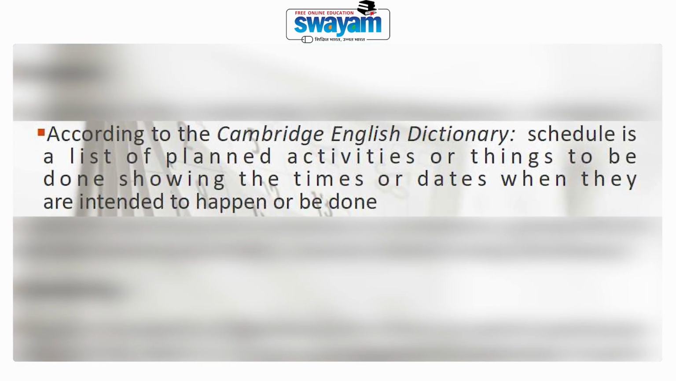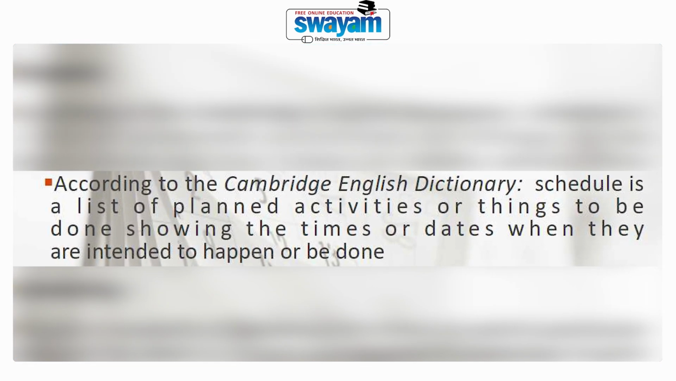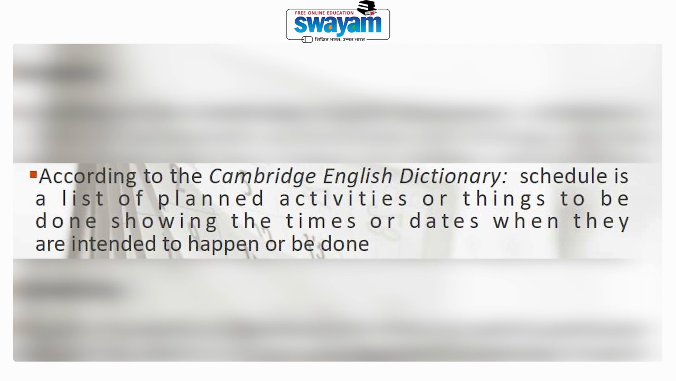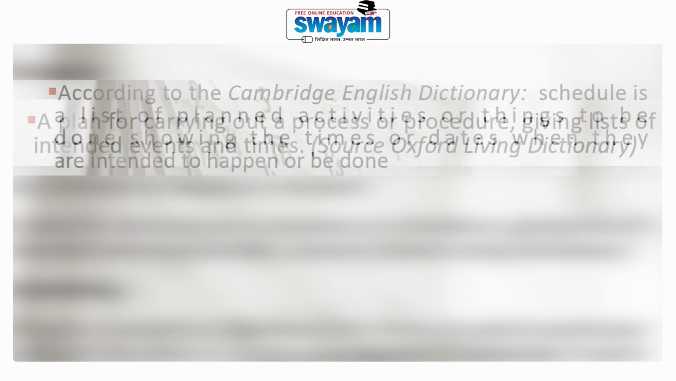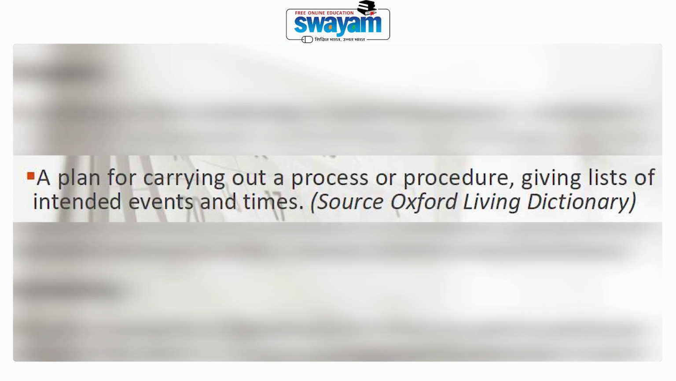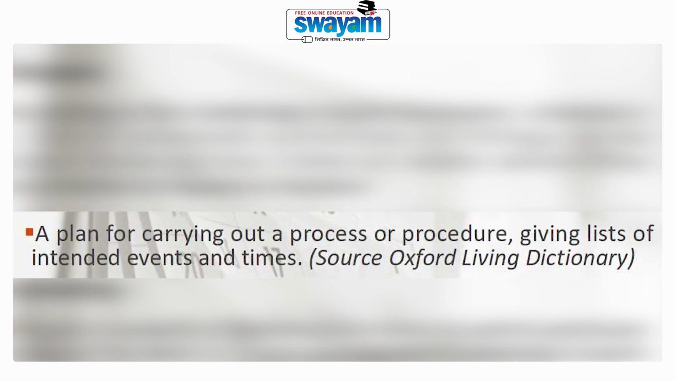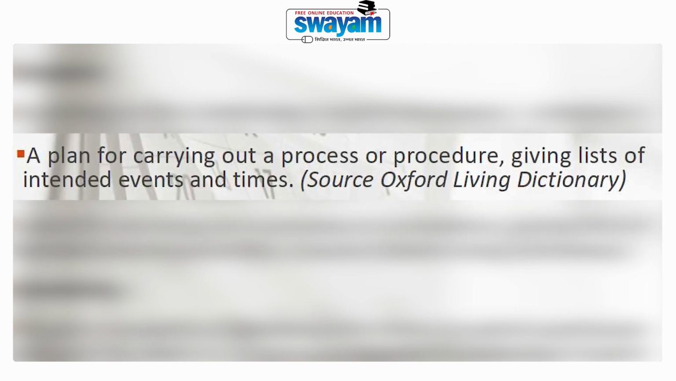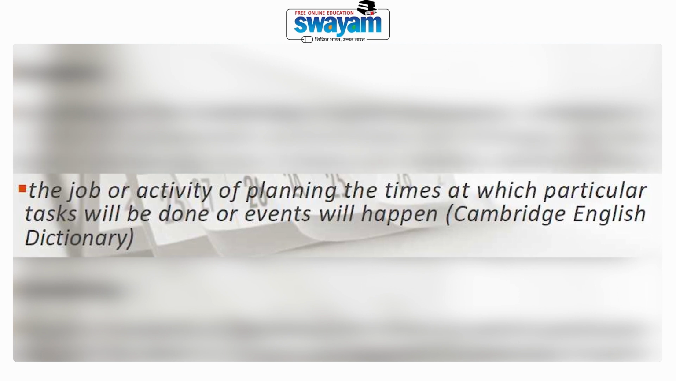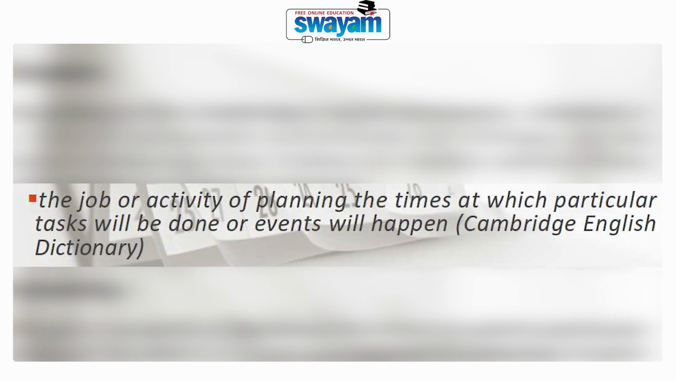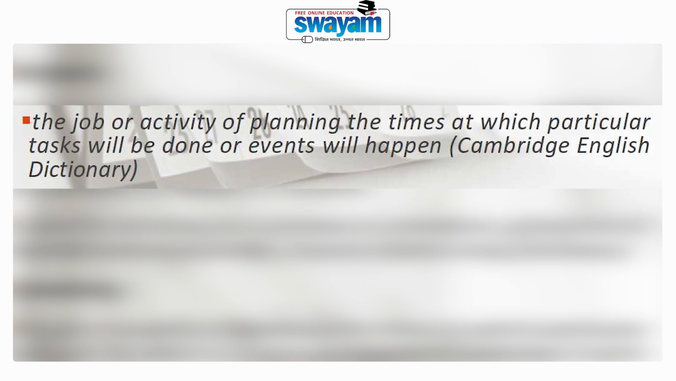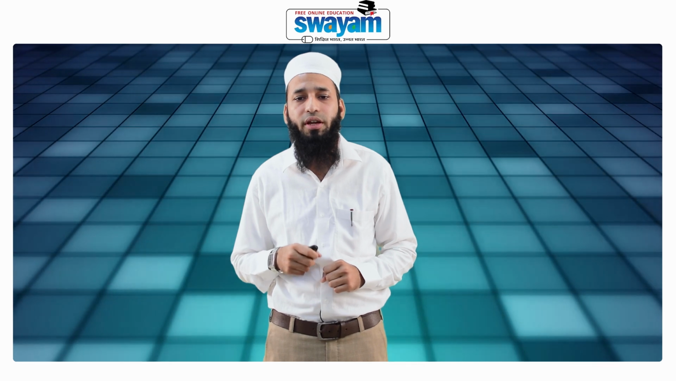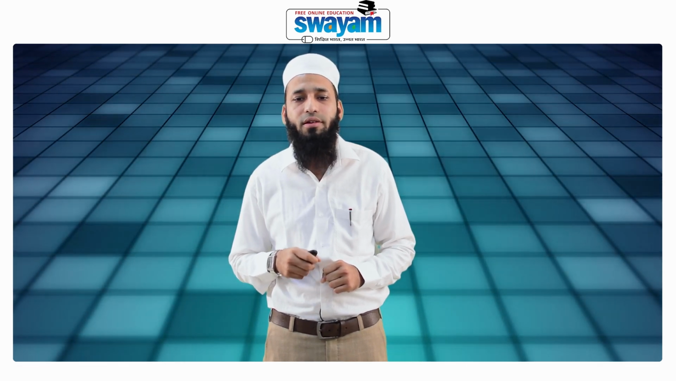According to the Cambridge English Dictionary, a schedule is a list of planned activities or things to be done, showing the times or the dates when they are intended to happen or to be done. And by the Oxford Living Dictionary, a schedule is a plan for carrying out a process or procedure, giving a list of intended events and times. And scheduling is the job or activity of planning the time at which a particular task will be done or an event will happen. Scheduling tools or software applications are used for scheduling meetings, events or itineraries.